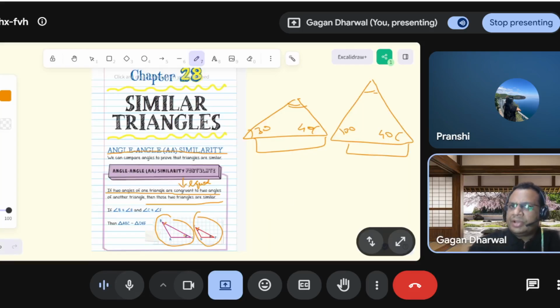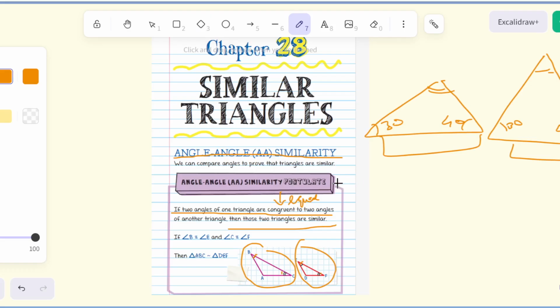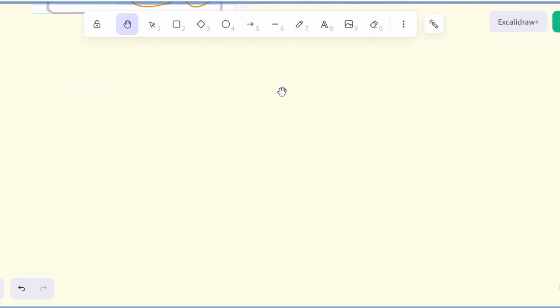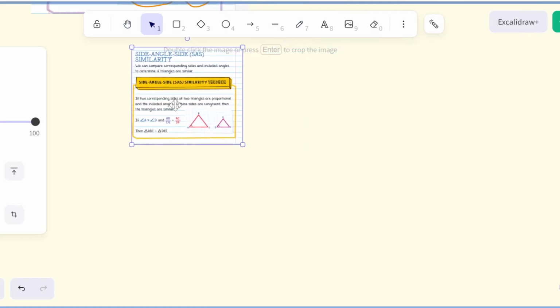So what we are trying to study here is how you can prove two triangles to be similar. So one is the AA criterion. If you prove two angles of the triangles to be the same, you can say that those triangles are similar.